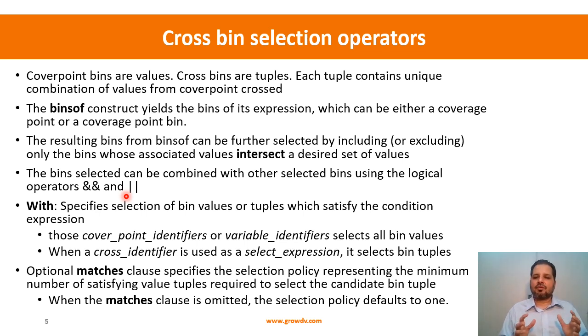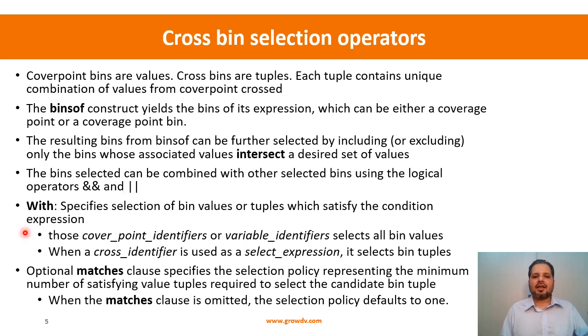Got it, right? So this is the way it provides you to select. Once you have selected, you can either group them and make it a single bin, or use ignore bins to eliminate them. So that is the first level. The first level is this selection operator, which you call bins of and intersect, that allows you to define the subset of values, and those can again be combined with the logical operators to further filter across all the cover points that you have crossed.